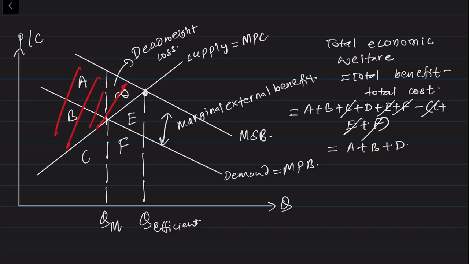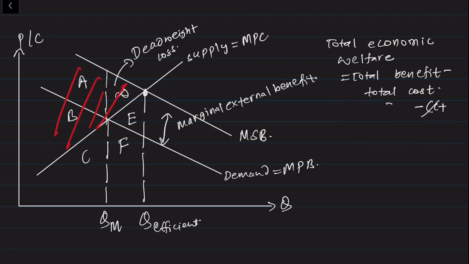Now let's calculate the total economic welfare at the market equilibrium quantity. Let me erase this to make some space. So at market equilibrium quantity, total benefit is A plus B plus C, right? And total cost is simply C. So we can cancel C and we are left with A plus B. So as you can see, since we are underproducing, we are lacking D, right? This area we do not have when we are calculating the economic welfare at market equilibrium quantity. This means the area D is the deadweight loss.